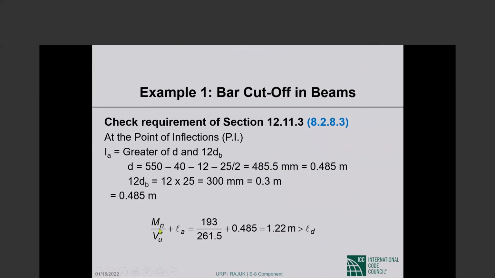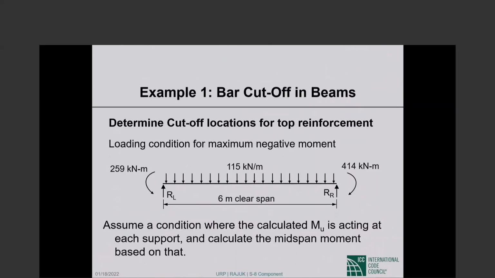So M sub N over V sub U plus L sub A is 193 for M sub N, V sub U of 261.5 plus L sub A of 485, that is 1.22 meters. That being larger than the development length, the development length cannot exceed 1.22 meters. Our development length of 485 is way less than 1.22 meters. So we are fine. So far everything has checked out.